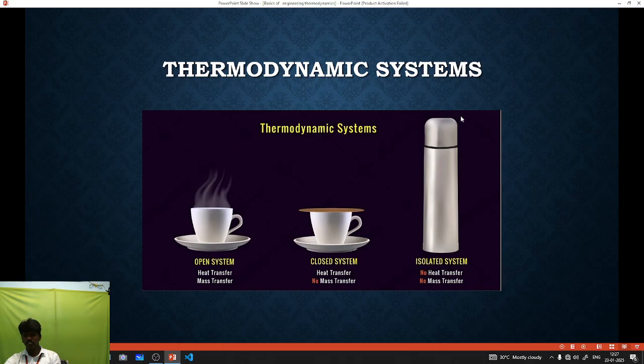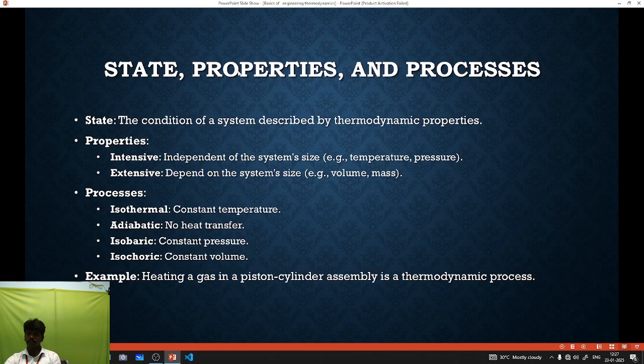These are the thermodynamic systems: state, properties, and processes. What is state? State is nothing but it describes where it is placed. What is the point? That is the state.